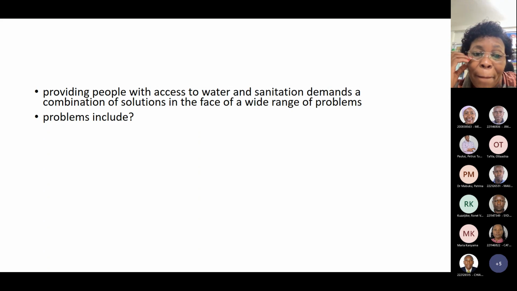Well, again, just from the definitions of water or good governance in general, we are all aware by now that providing people with access to water and sanitation demands a combination of solutions in the face of a wide range of problems and the involvement of various stakeholders, institutions and actors.